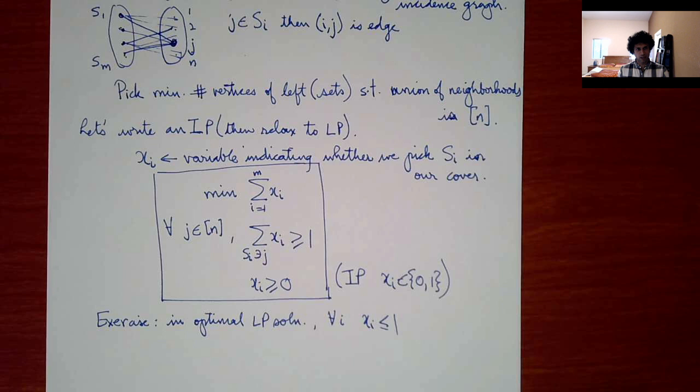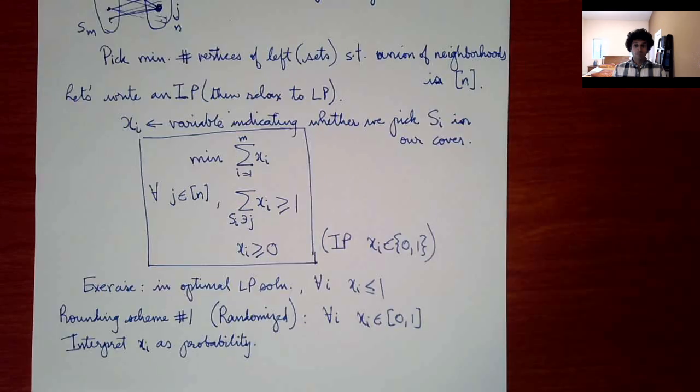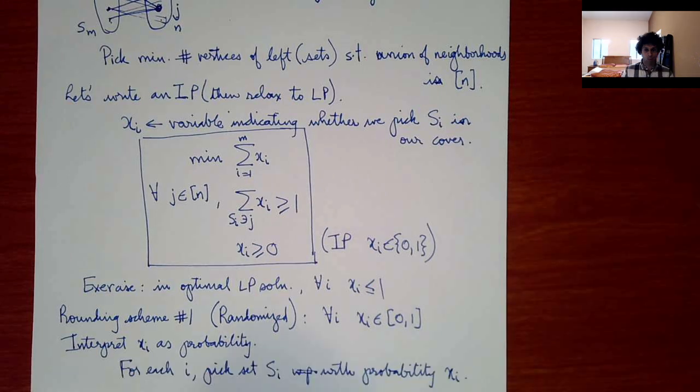So we know that for all i, xi is between 0 and 1. So let us interpret xi as a probability. This is a very common technique in randomized algorithms, in rounding, where you interpret an xi which is fractional, you just interpret the fraction as a probability. And so the rounding scheme is simply for each i, pick set Si with probability xi.